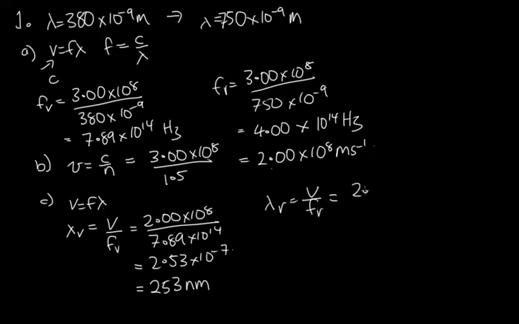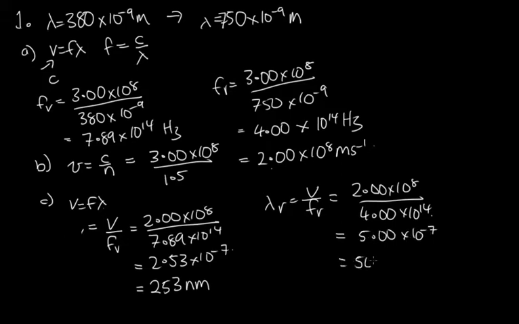And then for the red light, lambda for red is equal to V over F red, which is equal to 2.00 times 10 to the 8 over the frequency of red light, which is 4.00 times 10 to the 14. And solving this one on the calculator, we get 5.00 times 10 to the minus 7, so that is equal to 500 nanometers.